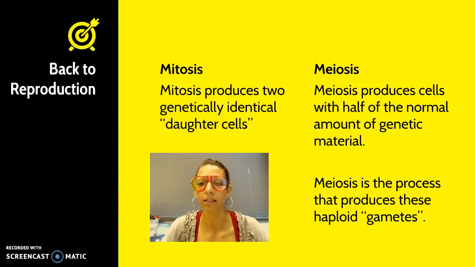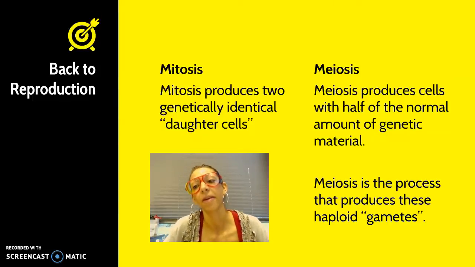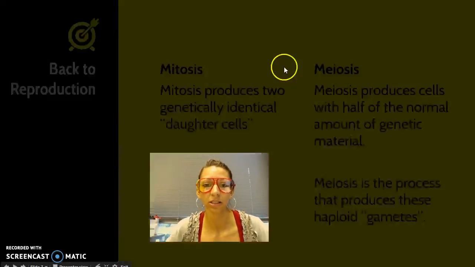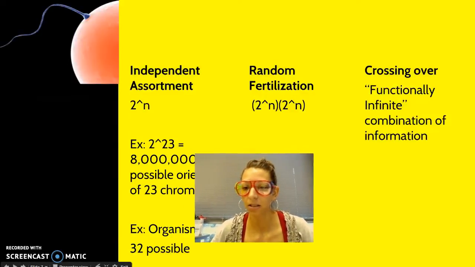Meiosis, on the other hand, is the basis for our sexual reproduction. So meiosis will produce our gametes with about half the normal amount of genetic material. These gametes are produced in our gonads, our sex organs, and it's going to have those particular traits, which we talked about, to increase variation within a species. I'm going to move my face down here.